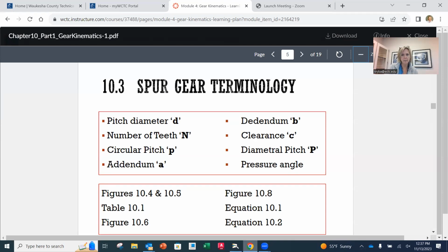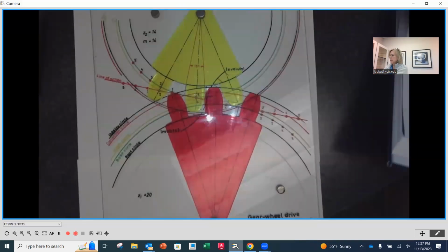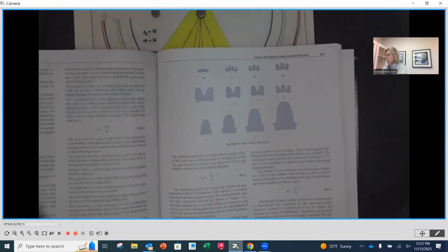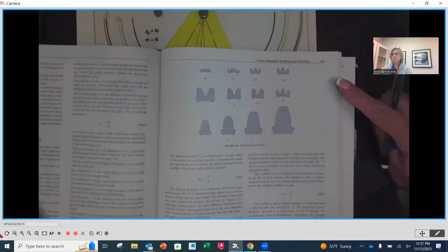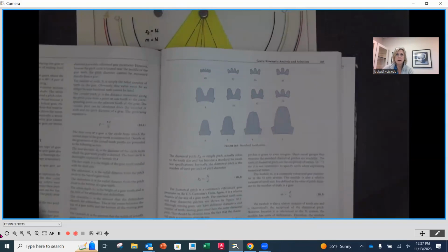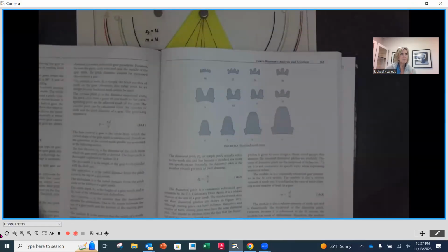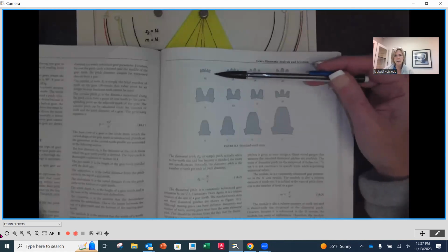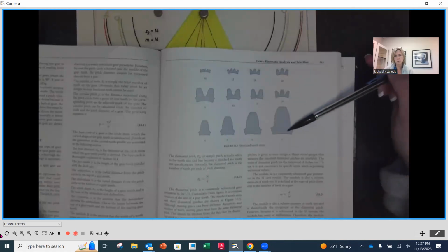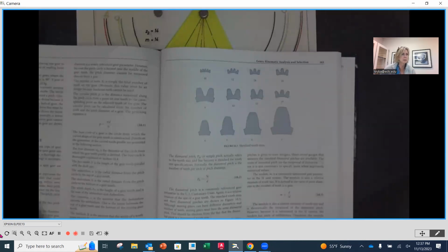Diametral pitch, we're going to go back into our book and look at page 263. Diametral pitch is going to be a number. Sometimes we call it the gear number. What number is that gear? That gear number corresponds to the size of the tooth. So the higher the diametral pitch, the smaller the tooth. The smaller the number, the larger the tooth. So you can see here, this is a 48 as opposed to a 3. Physically, a 3 is going to be much larger than a 48.